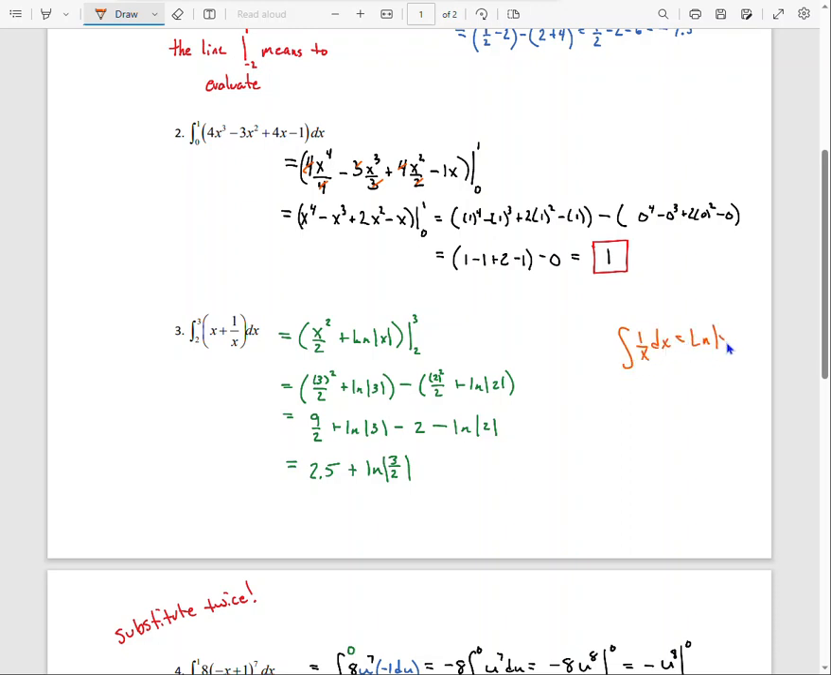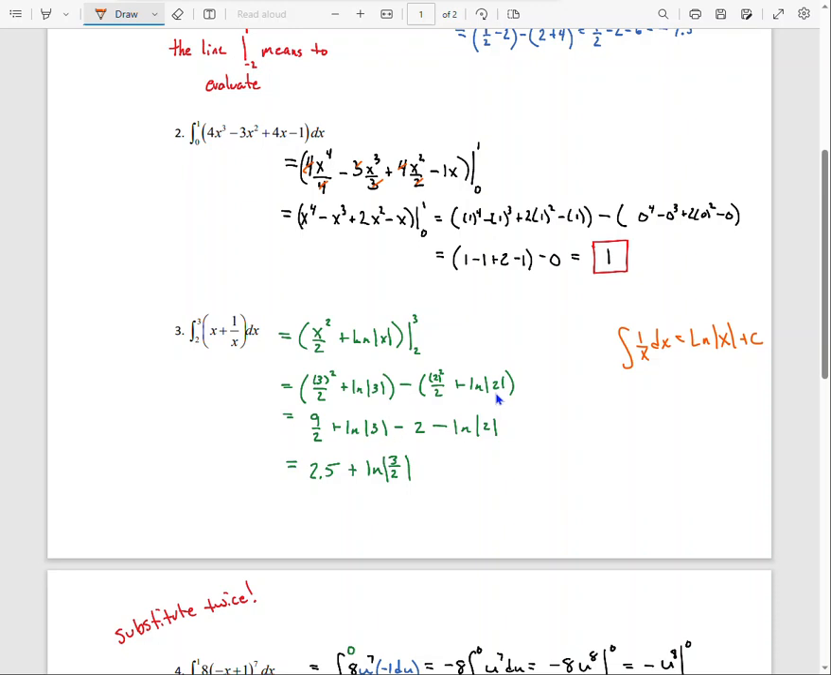It is absolutely important to use the absolute values. So the natural log of the absolute value of x, evaluated from 2 to 3. I'll put in 3, so I'll have 3 squared over 2 plus the natural log of the absolute value of 3, minus, now I'll substitute 2 for x, 2 squared over 2 plus the natural log of 2.